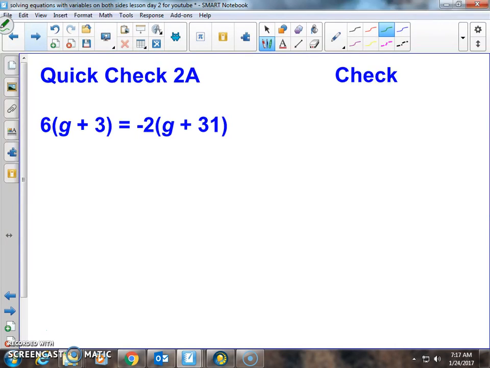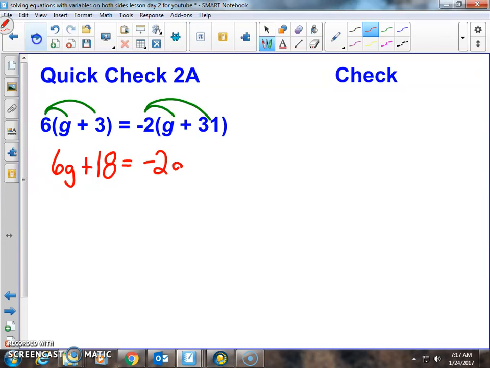Alright, so hopefully you've tried this, and like we said, on the left side there's distributive property, and on the right side there's distributive property. So there's work to do on both sides. On the left, 6 times g I know is 6g. The addition symbol drops down, and 6 times 3 is 18. So we've got the left side as simplified as it can be. On the right side, negative 2 times g is negative 2g. The addition symbol drops down, and then negative 2 times 31 is negative 62. So I've got both sides simplified.